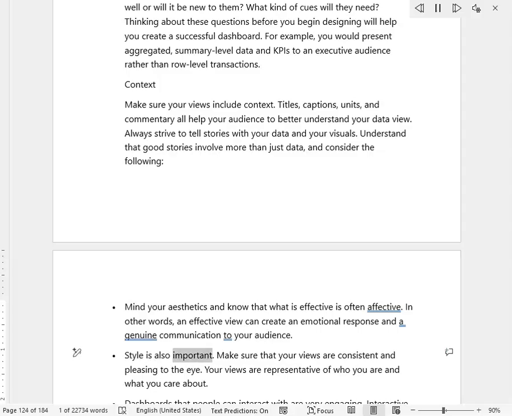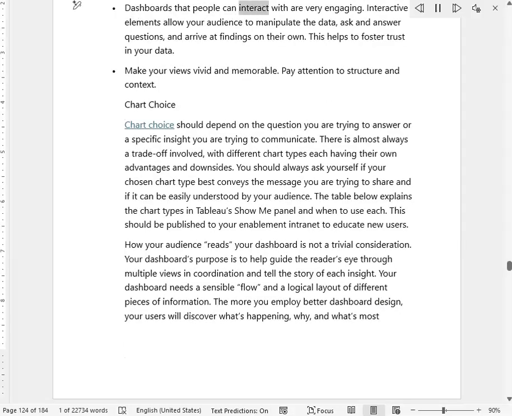Style is also important. Make sure that your views are consistent and pleasing to the eye. Your views are representative of who you are and what you care about. Dashboards that people can interact with are very engaging. Interactive elements allow your audience to manipulate the data, ask and answer questions, and arrive at findings on their own. This helps to foster trust in your data. Make your views vivid and memorable. Pay attention to structure and context.